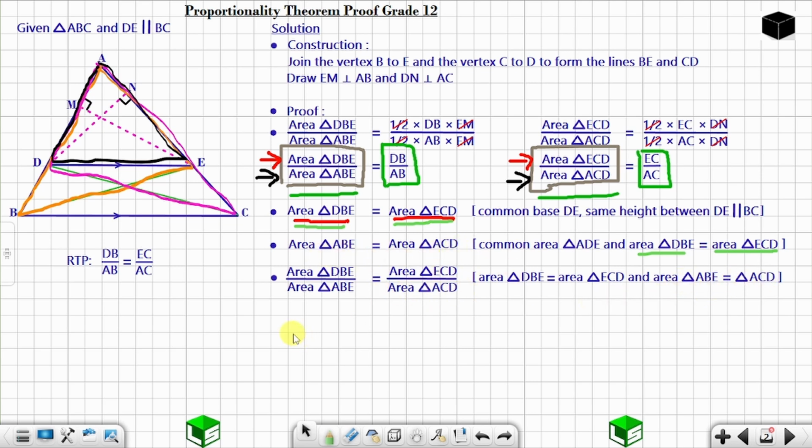So therefore now you can conclude this. This is equal to this, equal to this. So we have proved. This is proof number 3 of 3.